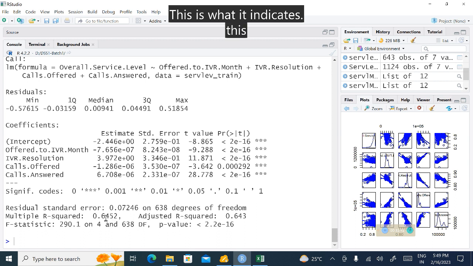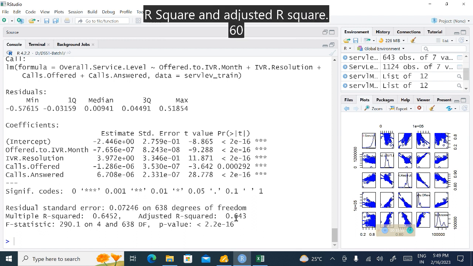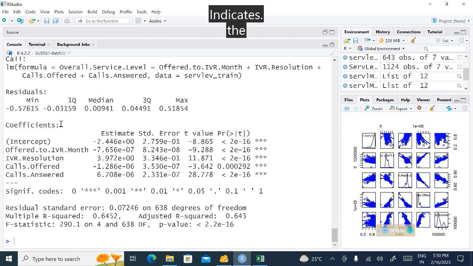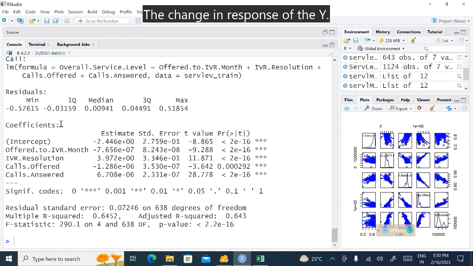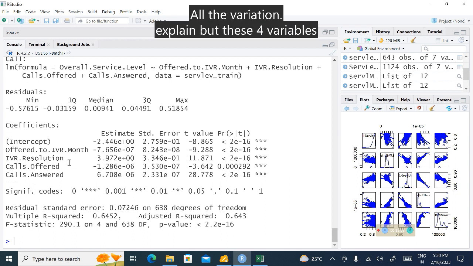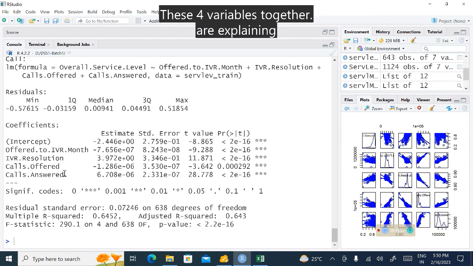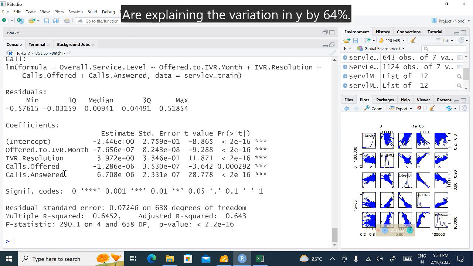This is a very important measure, R square and adjusted R square. Adjusted R square indicates that the change in response of the Y, or the variation explained by these four variables, is only around 64%. These four variables together are explaining the variation in Y by only 64.3%.